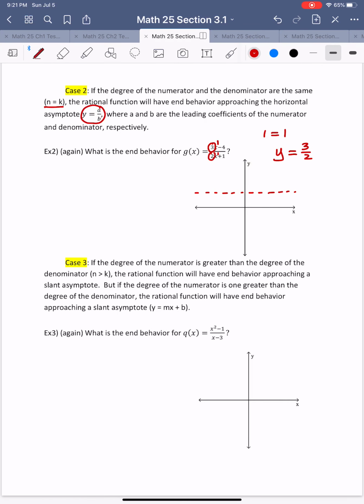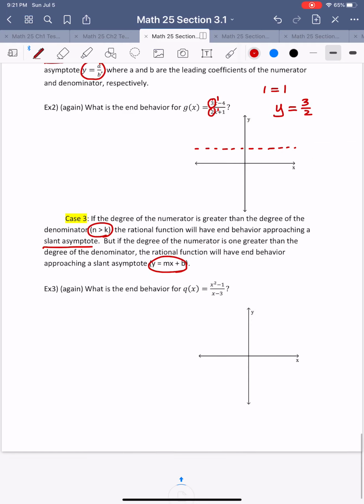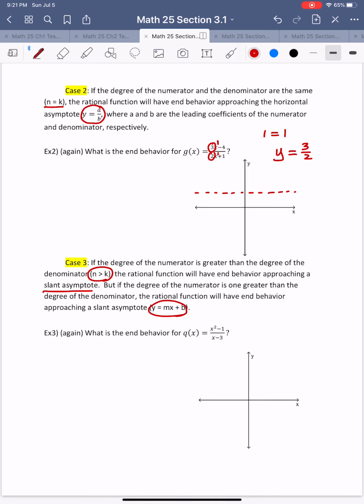Case 3, if the degree of the numerator is greater than the degree of the denominator, which is n greater than k, the rational function will have end behavior approaching a slant asymptote, which is a line y equal to mx plus b. But only if the degree of the numerator is exactly 1 greater than the degree of the denominator do we get the slant asymptote. Otherwise, there's no horizontal or slant asymptote. So what is the end behavior here? The degrees are 2 and 1, so 2 is greater than 1, and we get a slant asymptote.